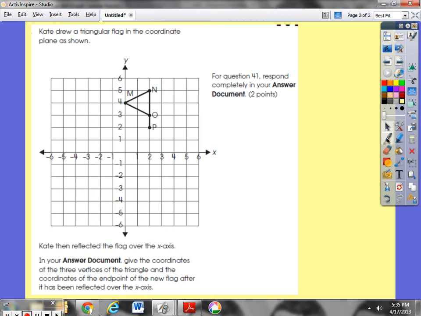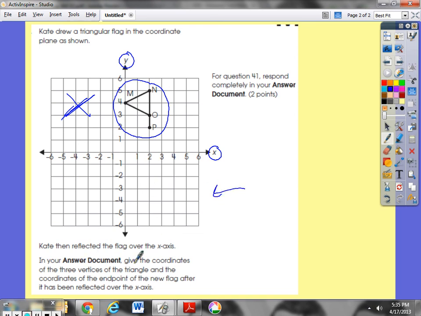Alright, a lot of stuff here. Let's take a look. Kate drew a triangular flag in the coordinate plane as shown. Okay, there is Kate's flag. I'm going to circle that so I see where it's at. Kate then reflected the flag over the x-axis. Well, they did me a favor here. They've labeled x-axis, y-axis. The y-axis is going north and south. If I were to reflect it over the y-axis, it would somehow end up over here. I don't want it here. I want it over the x-axis. Means it has to be down here somewhere.